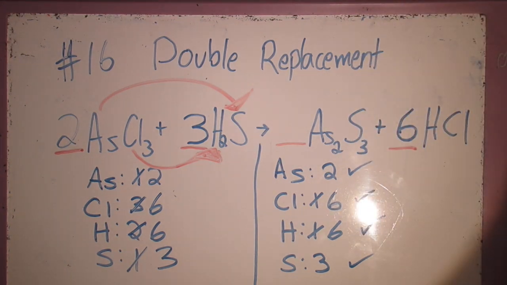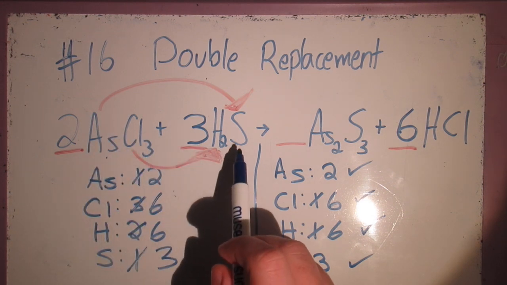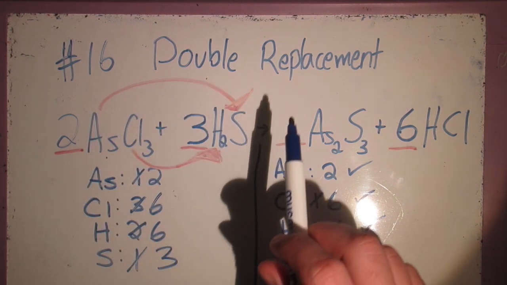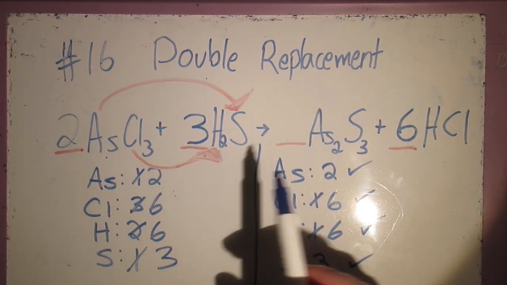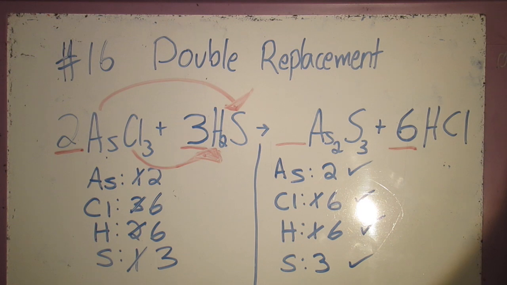So if you remember some of the analogies for this one, it's kind of like if you have 2 partners dancing and both partners switch partners, right? So arsenic recombines with sulfur, this arrow here, that's one trade, and then chlorine and hydrogen are left alone, but then they combine together. So they recombine as a double replacement. So hopefully that makes sense.